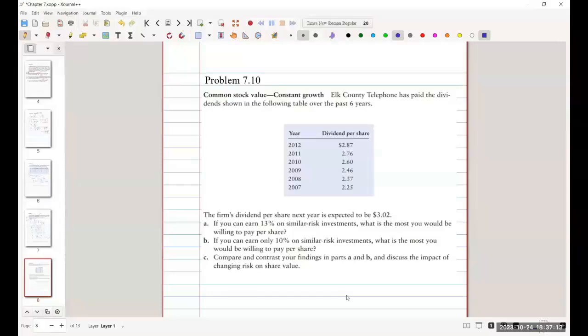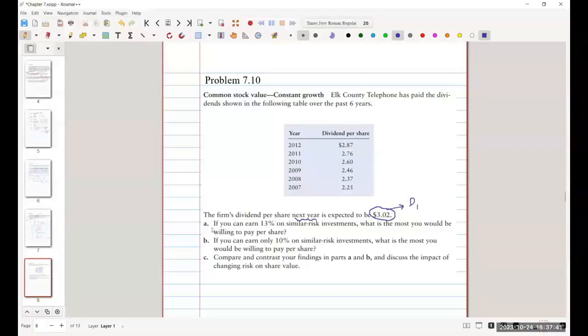So this timeline starts at 2007, ends at 2012, which means the next year would be 2013. So the firm's dividend per share next year is expected to be $3.02. Then that means that this will become D1, because this is dividend next year.